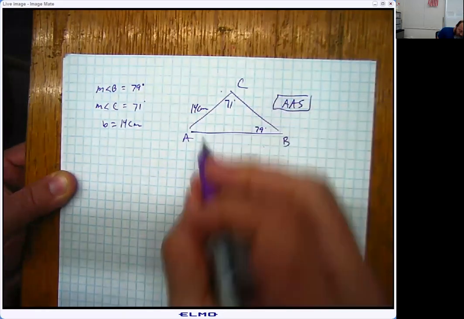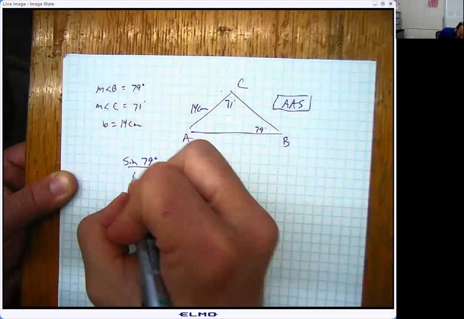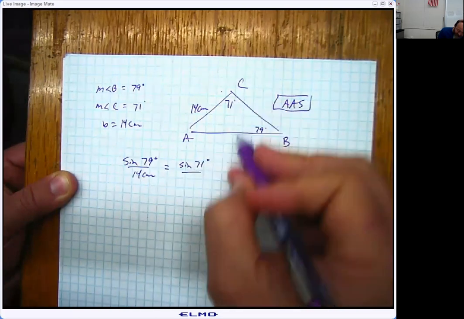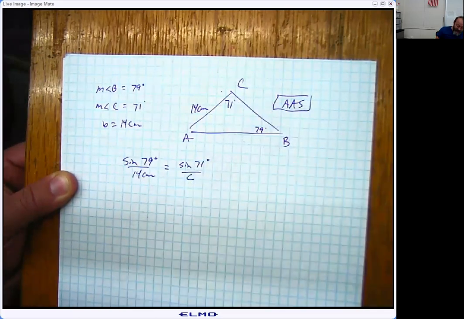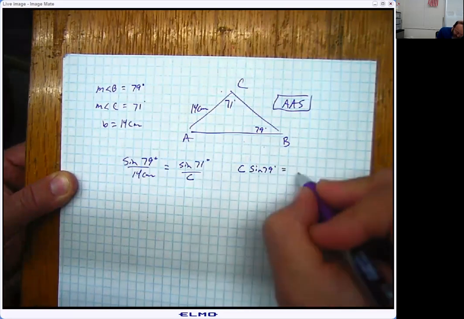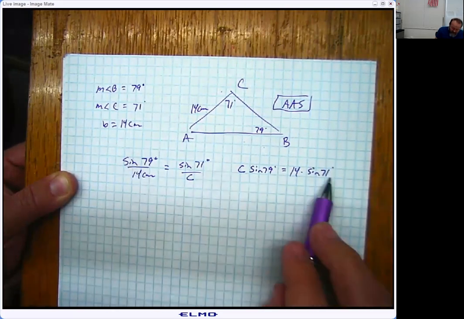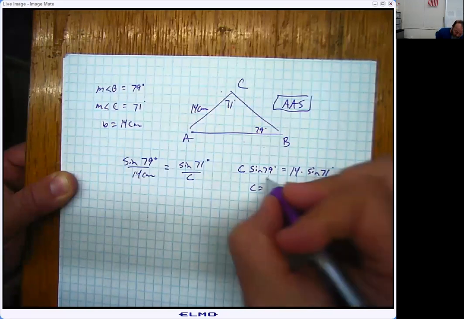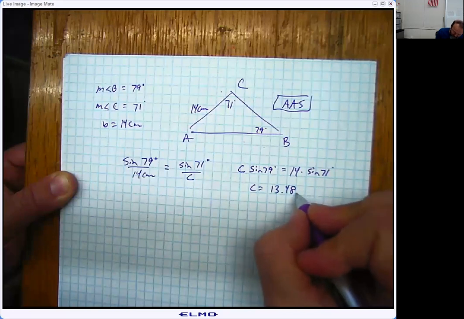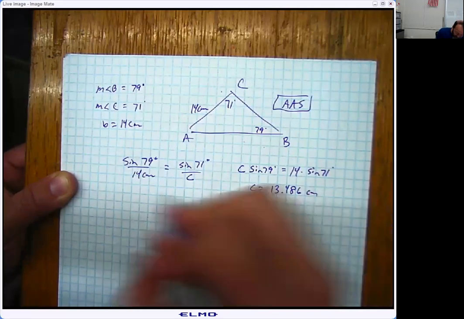So what I could do is say that the sine of 79 over 14 centimeters would be equal to the sine of 71 over side C. So just like in the previous question, if we did C times sine of 79 equals 14 times the sine of 71, and we just go ahead and do a quick division, I'm going to find that the measure of C is 13.486, I think, can't read my notes there, centimeters.